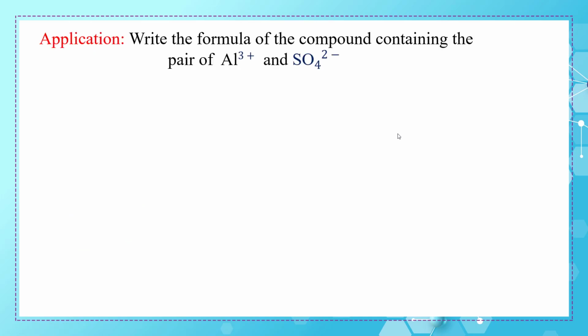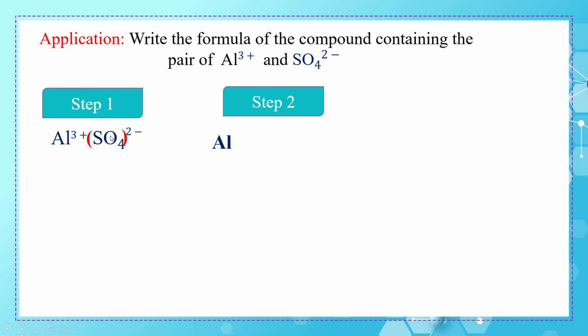Other application. Write the formula of the compound containing the pair of Al3 plus, which is aluminum ion, with the SO4 2 minus. We start by the cation, and here I put the SO4 between brackets because the charge is for all the polyatomic ion. Step 2, we make the criss-cross. The 3 charge of the aluminum becomes a subscript for the SO4, while the 2 of SO4 becomes a subscript for aluminum.